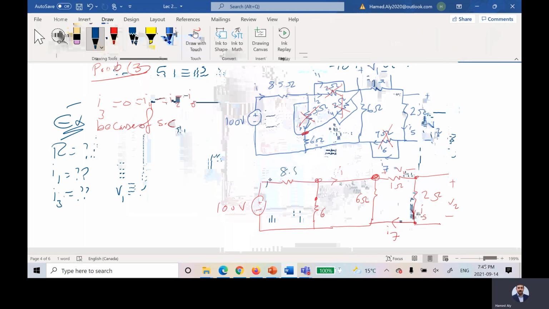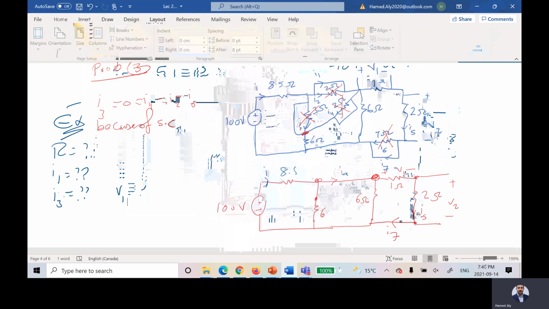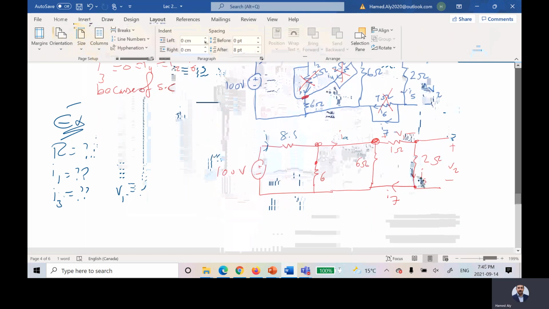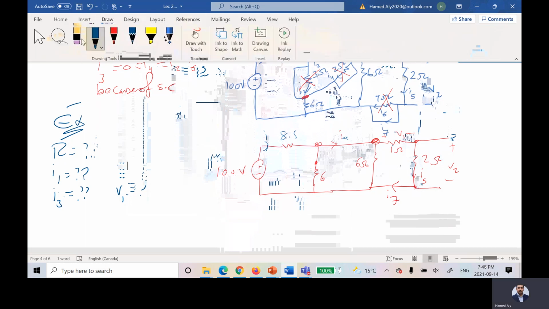This, its name is I. So let me change this by IA, because this guy, its name is I. Okay, so now I would like to find the current I, the current IA, and the current I5. What I'm going to do is erase this guy because I don't need that branch, because this is open circuit. It will not make any change. At the end, you would like to calculate the voltage between these 2 points.